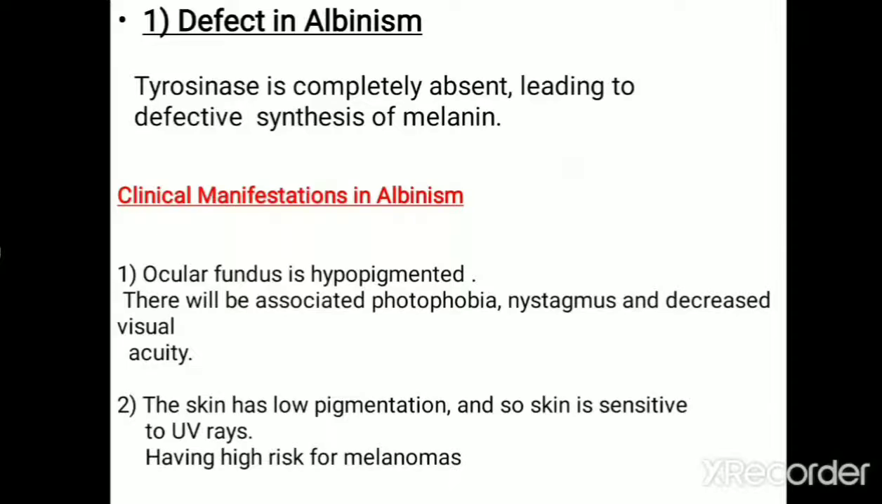So the ocular fundus will be hypopigmented, that will lead to some ophthalmic manifestation like photophobia, nystagmus, and decreased visual acuity. So these are the ophthalmic features seen in albinism. And in skin there will be hypopigmentation, and the affected patient will be having more chance to develop melanoma. So that's all regarding the biochemical defect and clinical manifestation in albinism. That's all regarding the second question.